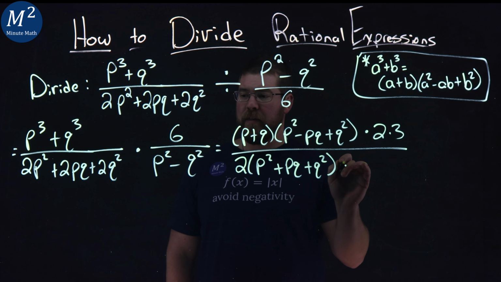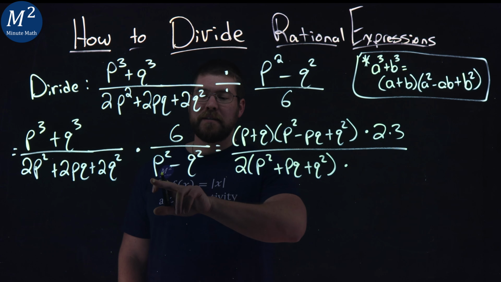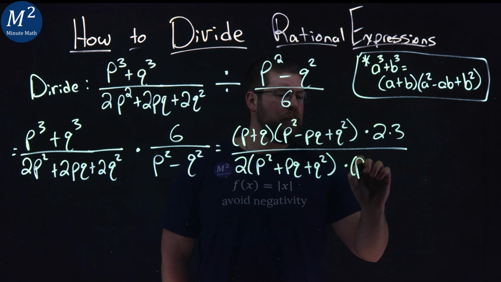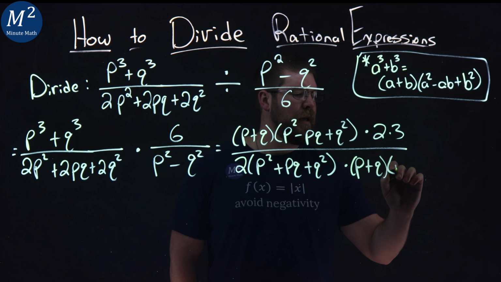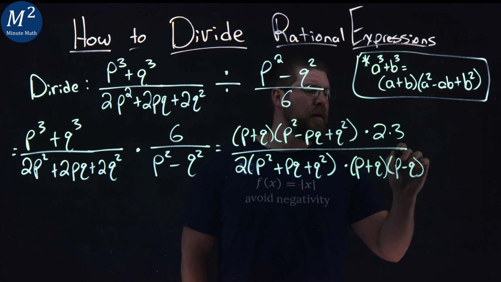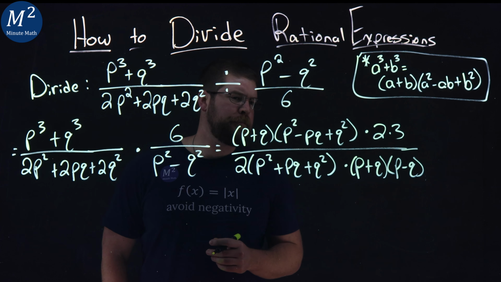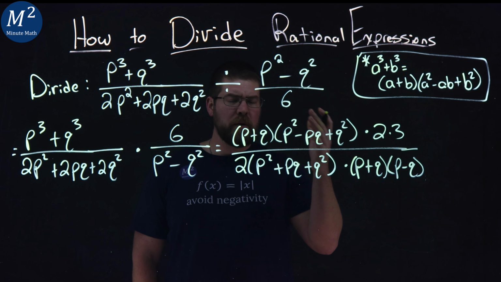From there, we multiply that out, and how do we factor p² minus q²? That's going to be (p + q) times (p − q). That one's pretty common, so if you want to memorize something, it's a good one to have memorized. All right, now where can we go from here?